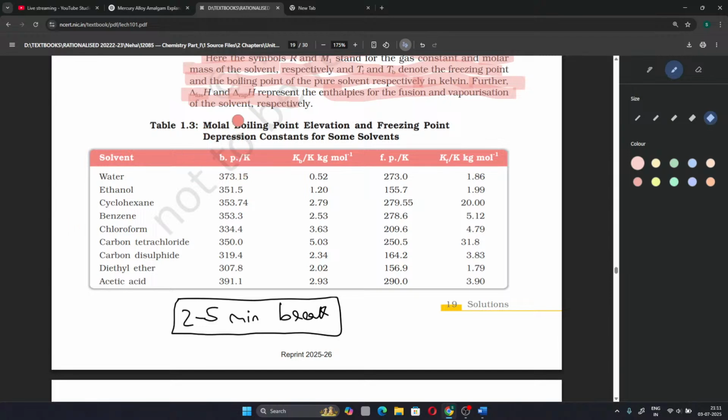They gave some values for the molal ebullioscopic and cryoscopic constants here.